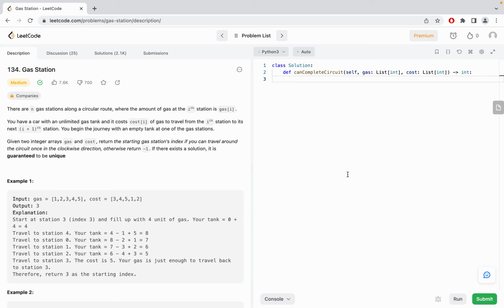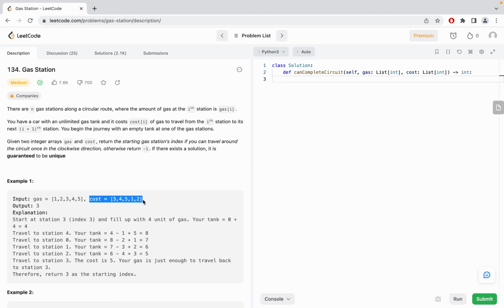Today, we're going to be doing another Leetcode problem, number 134, gas station. So let's see what it is about. There are n gas stations along a circular route where the amount of gas at the ith station is gas of I. So if we look at example 1's input, we see a gas array here. Each number here indicates how much gas we can pick up at a specific gas station.